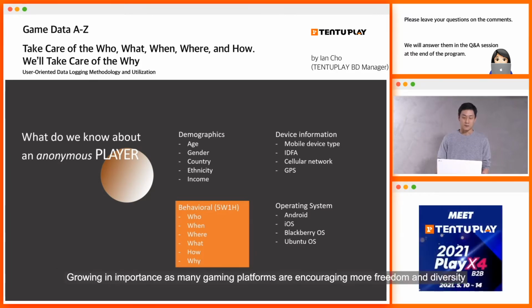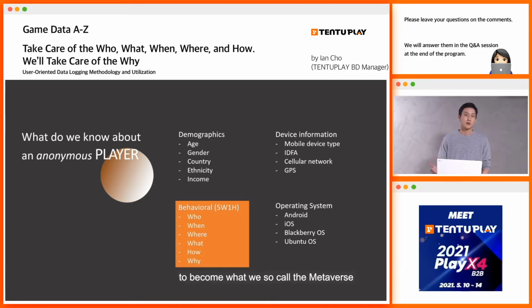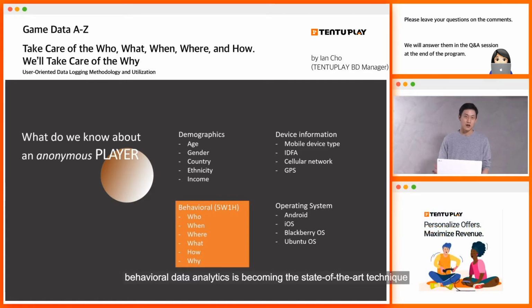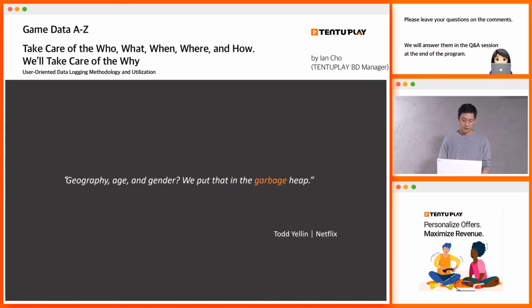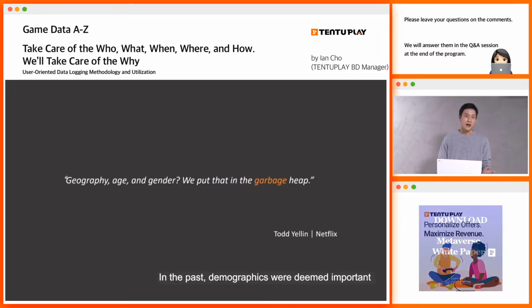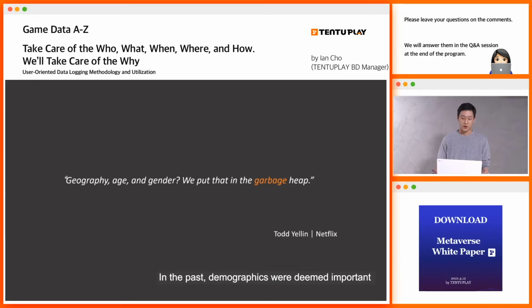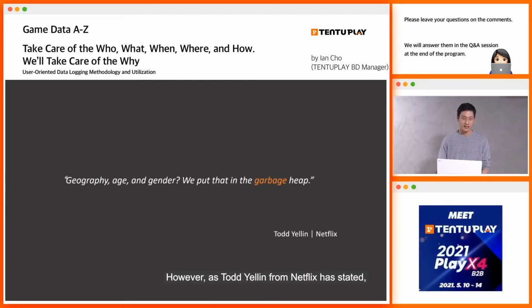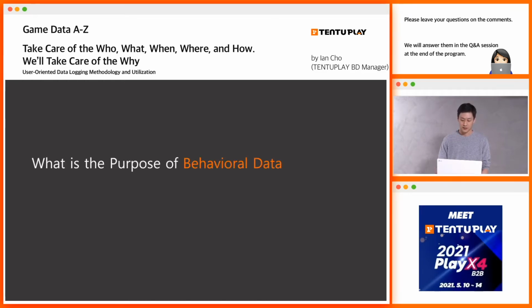Growing in importance as many game platforms are encouraging more freedom and diversity to become what we so-call the metaverse, behavioral data analytics is becoming the state-of-the-art technique for maximizing retention and revenue. In the past, demographics were deemed pretty important in analyzing players or any users on the web. However, as Todd Yellin from Netflix has stated, geography, age, and gender, we put that in the garbage heap, and the same goes for the gaming industry.